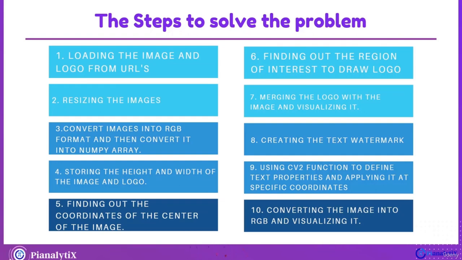After that, we'll merge the logo with the image and visualize it. Next, we will create a text watermark. We'll use a CV2 function to define a text and its properties and then apply it to a specific coordinate in the image. Then we will convert this image into RGB format and visualize it. In this way, we will complete both the image watermarking as well as text watermarking.